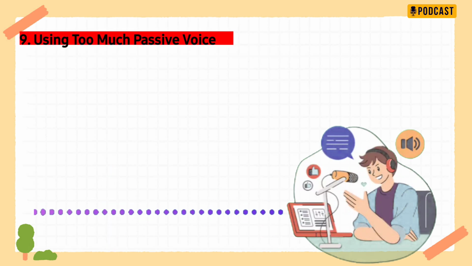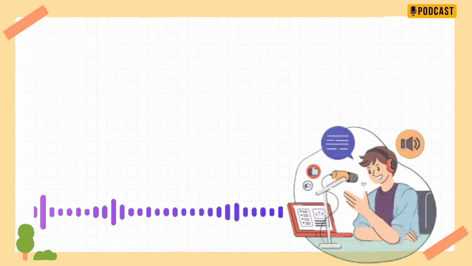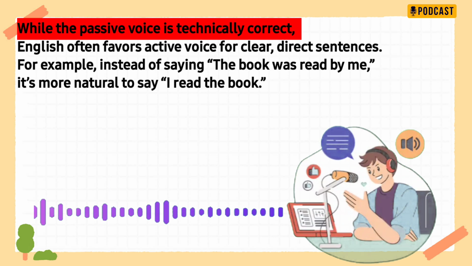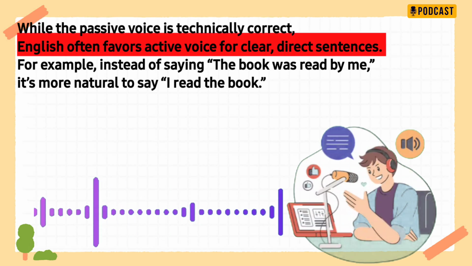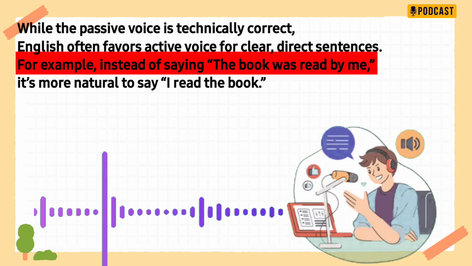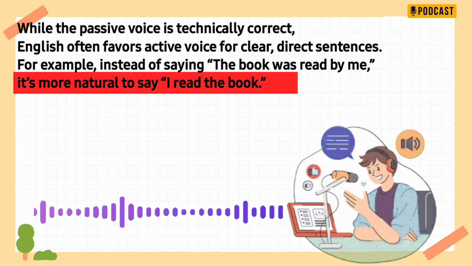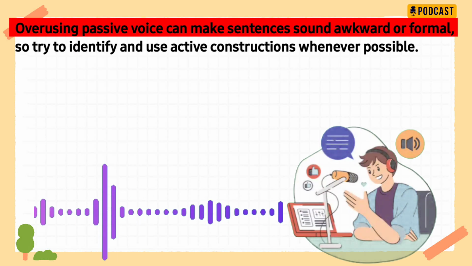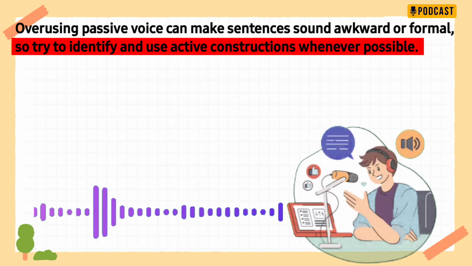9. Using too much passive voice. While the passive voice is technically correct, English often favors active voice for clear, direct sentences. For example, instead of saying, the book was read by me, it's more natural to say, I read the book. Overusing passive voice can make sentences sound awkward or formal, so try to identify and use active constructions whenever possible.